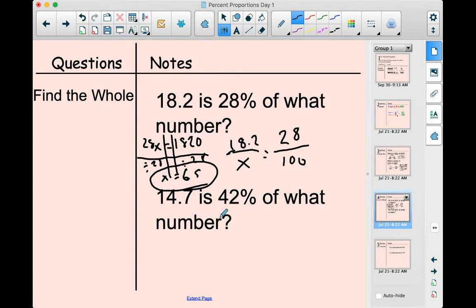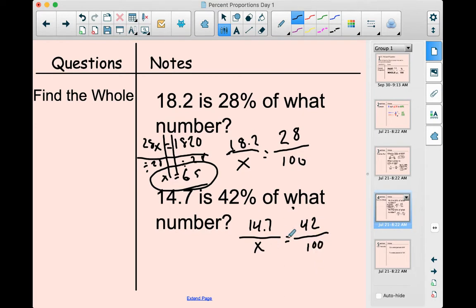All right, let's try another one. 14.7 is 42% of what number? So I'm trying to find what number I'm finding the percent of. That's the whole. 14.7 is the part. Don't know the whole. Percent is 42, and this number is always 100.